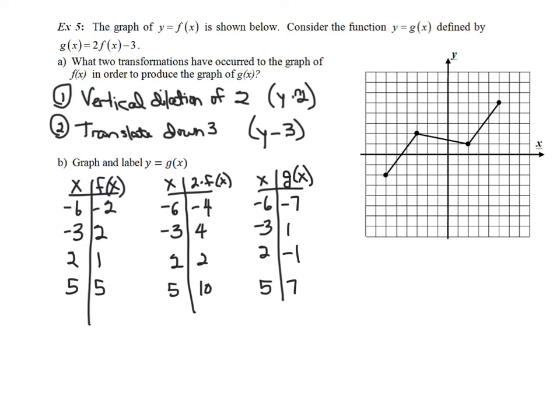I'm going to change colors and plot each of those points. So -6, -7 puts me right here. The next one, -3, 1, would be this point right here. 2, -1 would go to here. And 5, 7 would come up here. So connecting these endpoints, the blue graph is now the graph for g of x. Notice that we had to do each of those points individually in order to get the graph of our transformation.